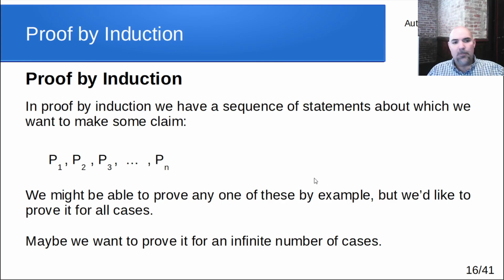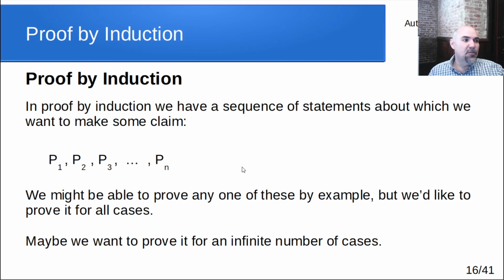Before we get to the example, let's say that we have some sequence of statements about which we want to prove or make some claims. So here, rather than just one single thing, like before when we did direct proof, we had P, and then we went through this chain of things to prove that Q. Well, here we have more than just P. We've got a whole set of them, P1 through Pn. We might be able to prove all of these individually, but we want to do a kind of proof that will prove that if P1 is true, then all of these are true. So we'd like it to prove it for all cases.